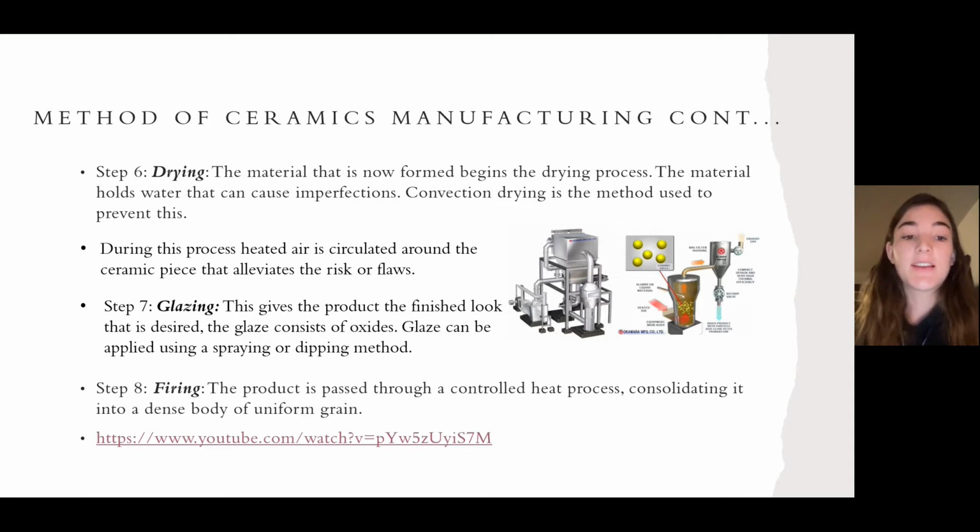Step 7, glazing. This gives the product the finished look that is desired. The glaze consists of oxides and can be applied using spraying or dipping method. In step 8, firing, the product is passed through a controlled heat process, consolidating it into a dense body of uniform grain. All right, and we will play this video of manufacturing ceramics.